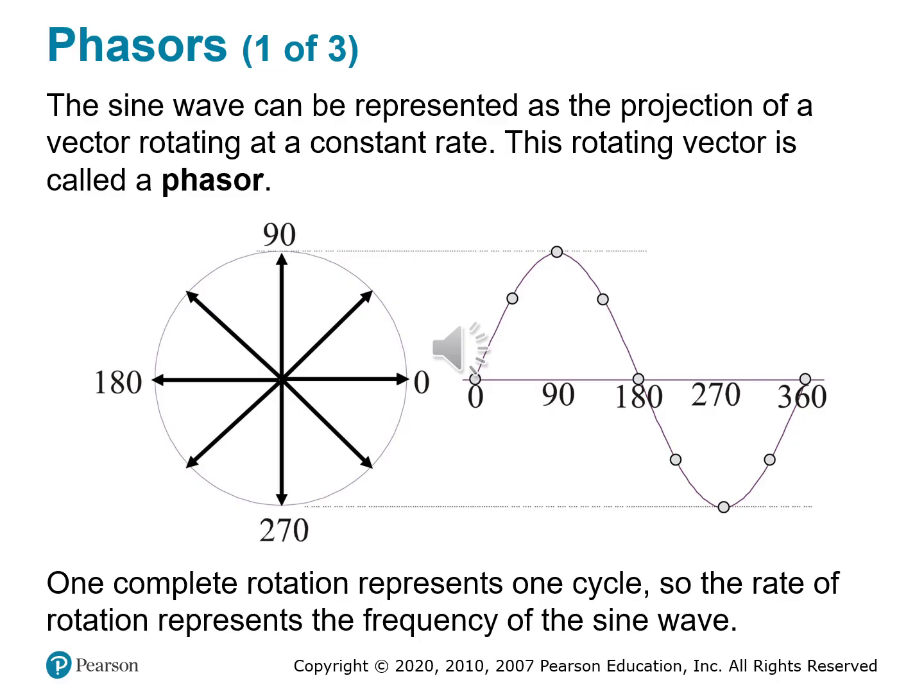The diagram here, though, shows a vector rotating counterclockwise. So at 0 degrees, it points to the right, which is 0 vertical projection. At 90 degrees, it points straight up. The sine wave hits its peak. At 180 degrees, it's pointing to the left, and it's at 0 again. And at 270 degrees, it's pointing down at the negative peak. So every full rotation equals 1 full cycle of the sine wave, which means the rate of rotation equals the wave's frequency.